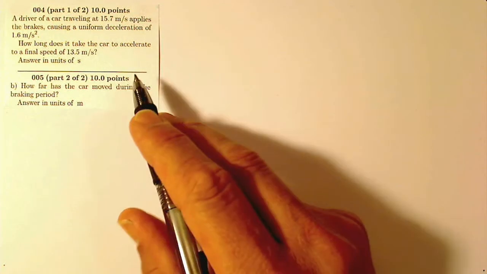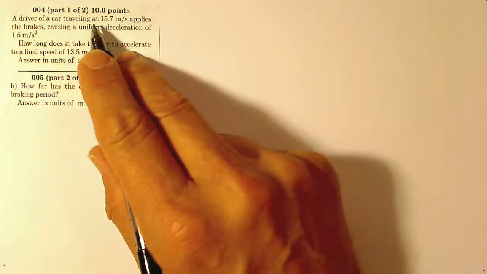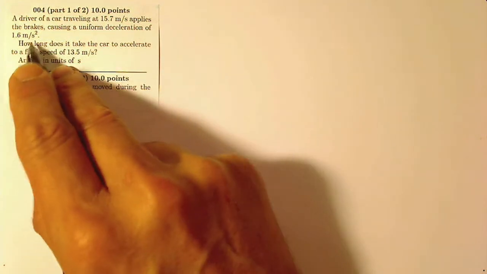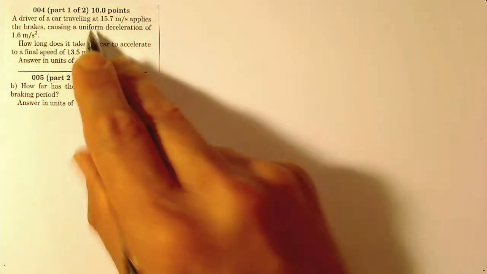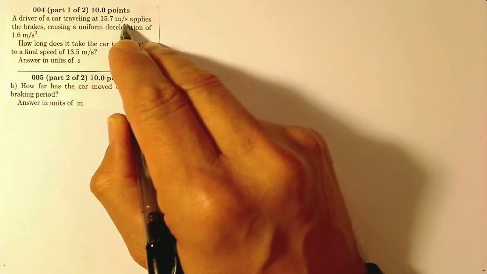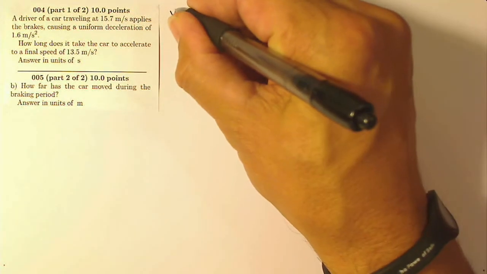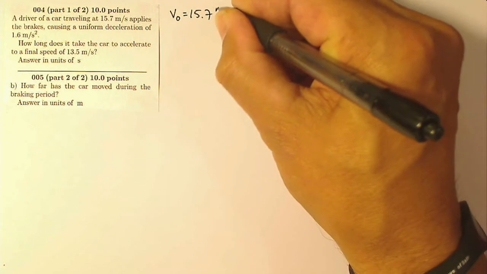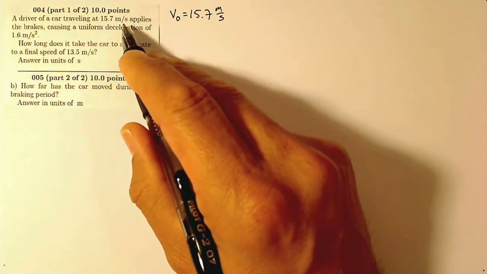It's a two-part question. Question number 4 says, a driver of a car traveling at 15.7 meters per second applies the brakes, causing uniform deceleration of 1.6 meters per second squared. Let me pull out some of those numbers. The car is traveling at 15.7 meters per second, so that is my initial velocity. That's what it's doing right now.